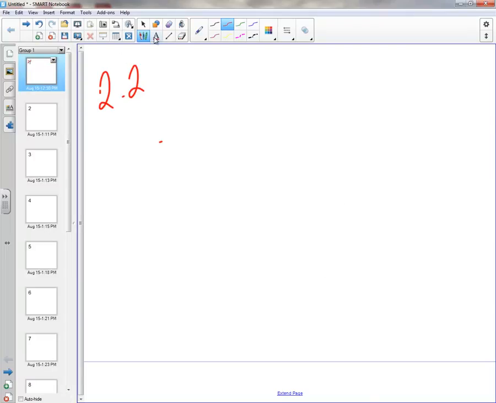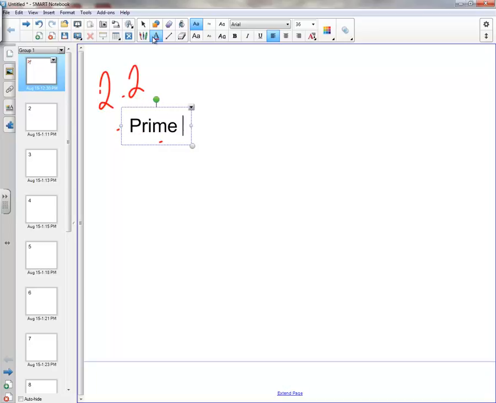Okay, so we're going to start section 2.2. We're going to start with a couple of definitions, and so let me switch over here and type those up for you. All right, the first one is a prime number.